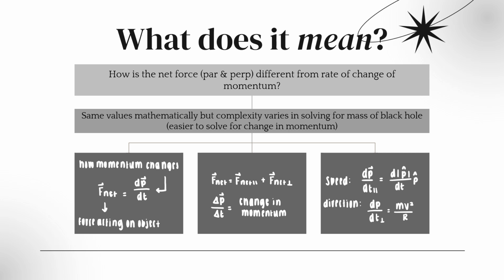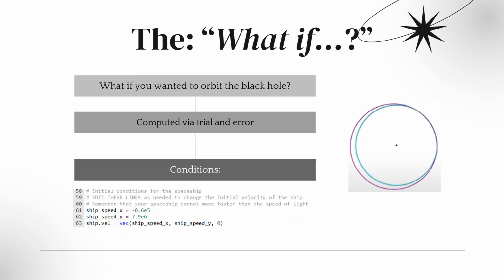They are the same values, however the complexity varies in solving. It's much easier to solve for the change in momentum. The net force is much more difficult because you have to compute and account for all the forces acting on the system, but for the change in momentum, all you need to know is the system's change in velocity and motion.